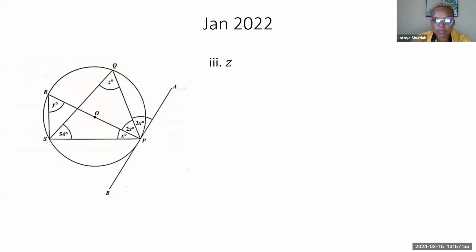Miss, I was saying that first of all, X is 18, that we found. So I used the big triangle S, Q, and P. So X is 18, and then I find 2X, which is 2 times 18, which is 36. And then I add those plus the 52, and then minus it from 180. All right, that is one way. Thank you very much.